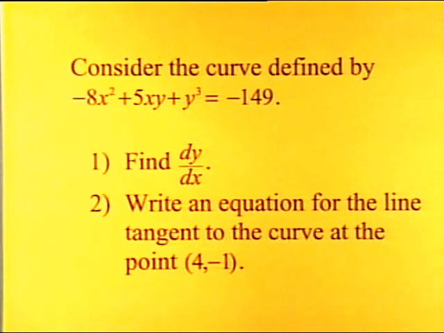Okay, a little implicit differentiation. So let's try this. Negative 8x squared plus 5xy plus y cubed is negative 149. Find dy dx.